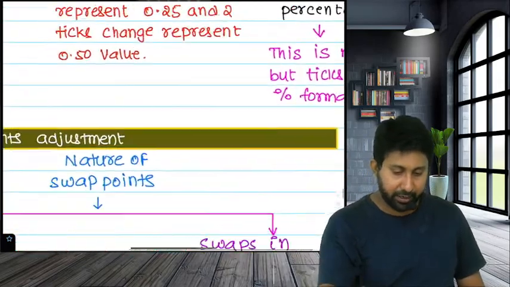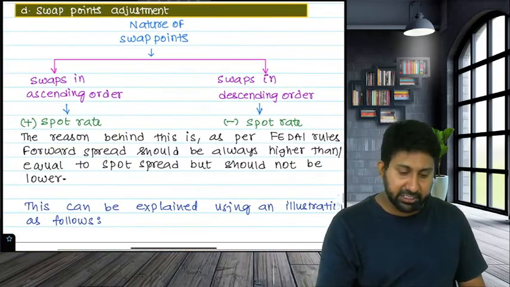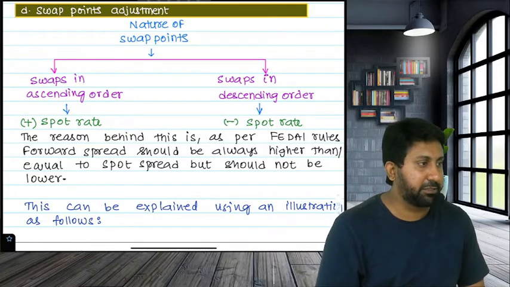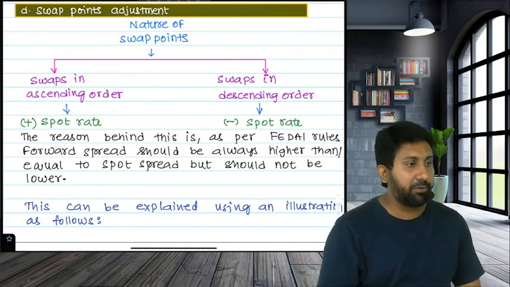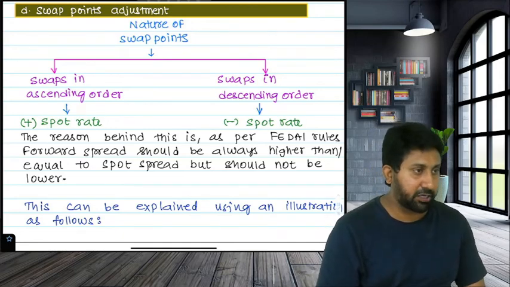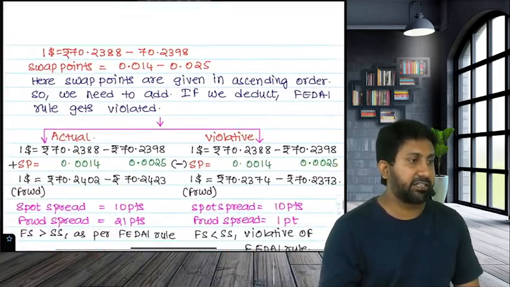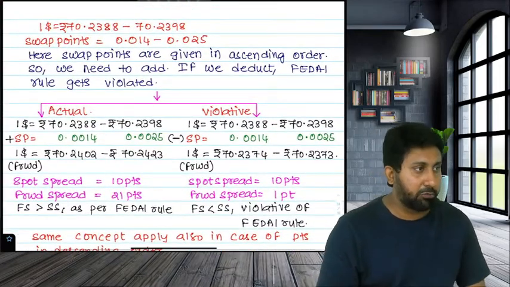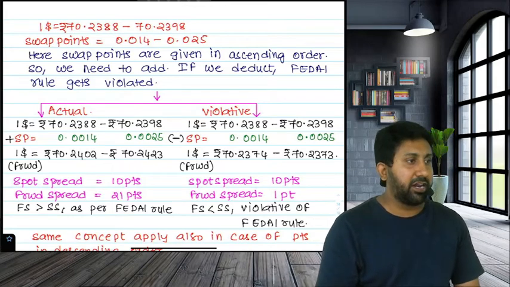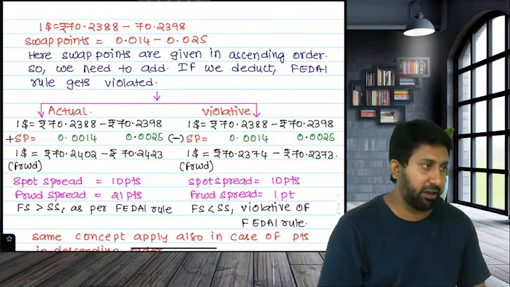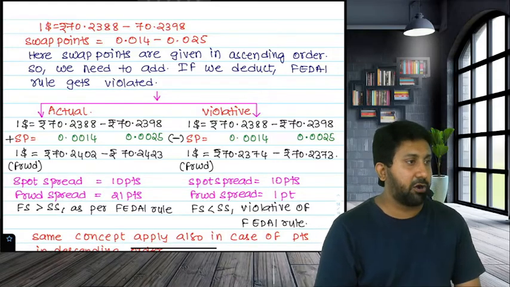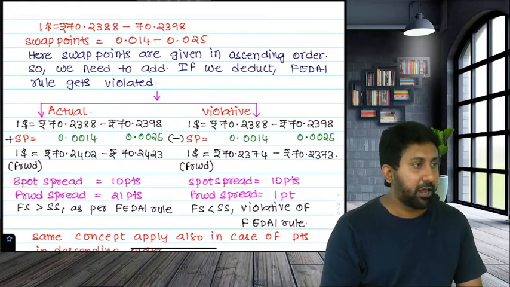Okay. Next. Swap points adjustment. Nature of swap points. Swaps in ascending add, swaps in descending deduct. The reason behind this is, as per FEDAI rules, forward spread should always be higher than or equal to the spot spread, but should not be lower. This can be explained using an illustration. $1 equal to rupees 70.2388-70.2398. Swap points 14 and 25. Here swap points are in ascending order, so we need to add. If we deduct, FEDAI rules get violated.